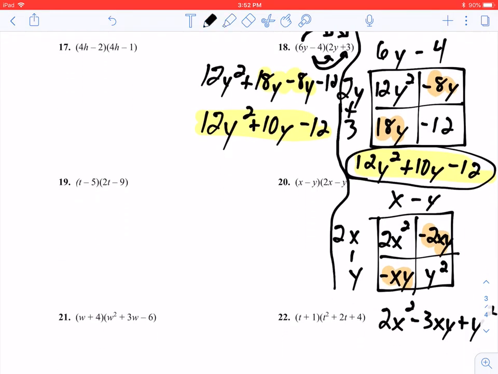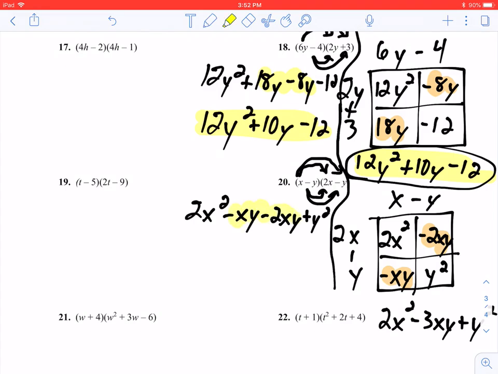So the last one, guys. We have x times 2x, 2x squared. So first, now the outer. So we have x times negative y, which is negative xy. Inner, right there. So it's a negative y times a positive 2x gives me negative 2xy. And last, negative y times negative y is positive y squared.